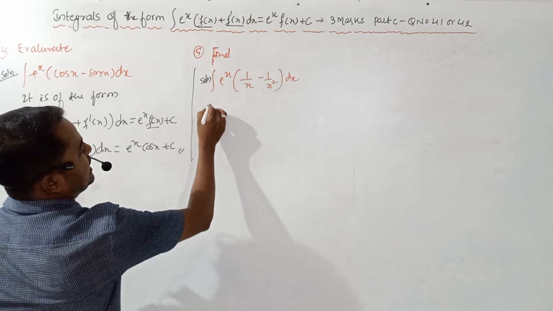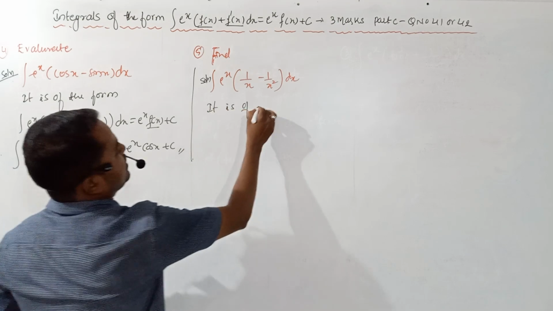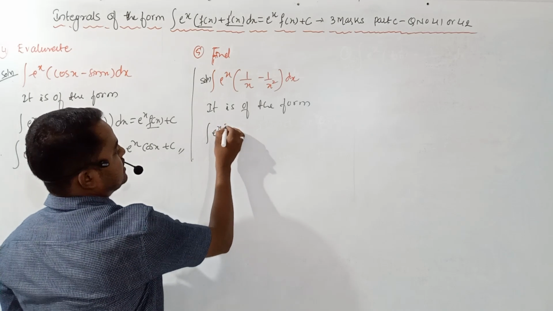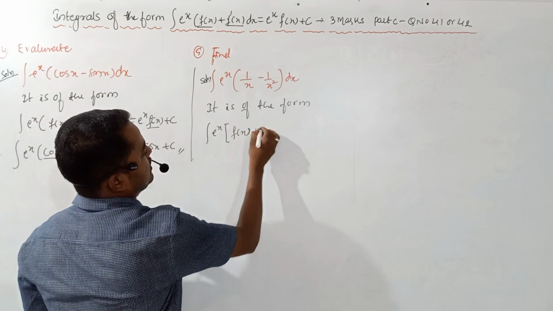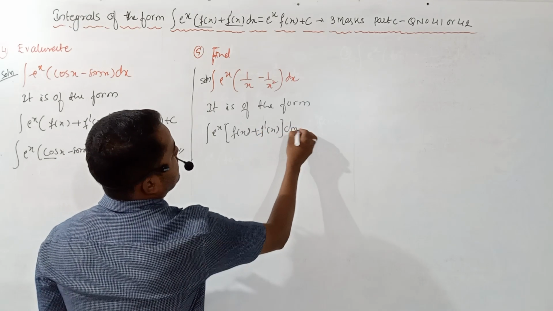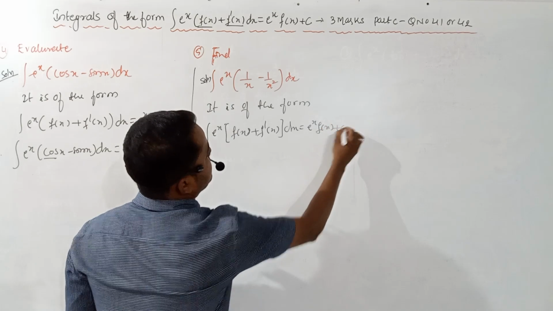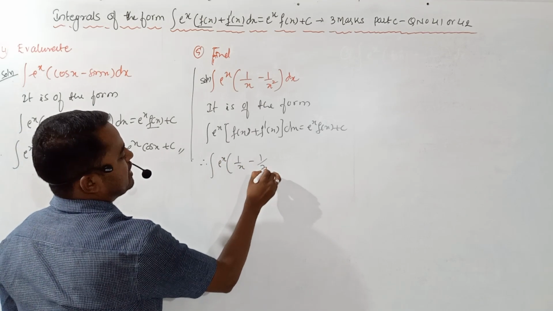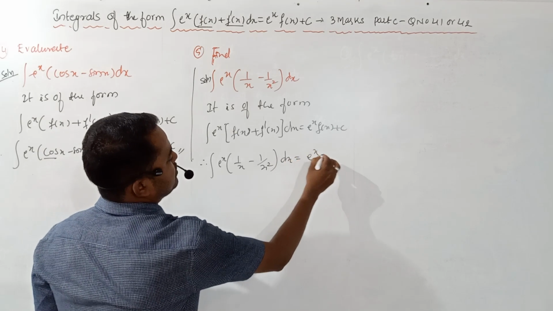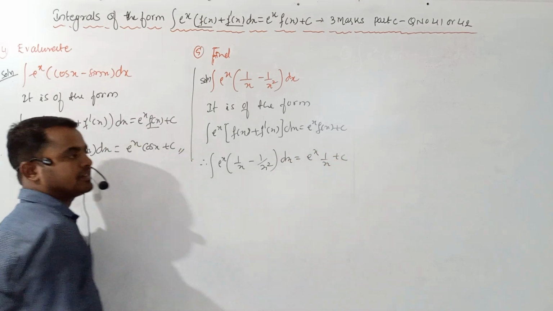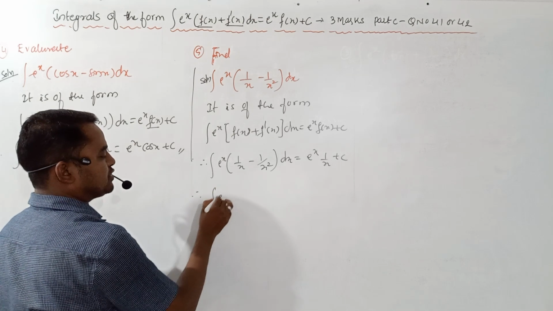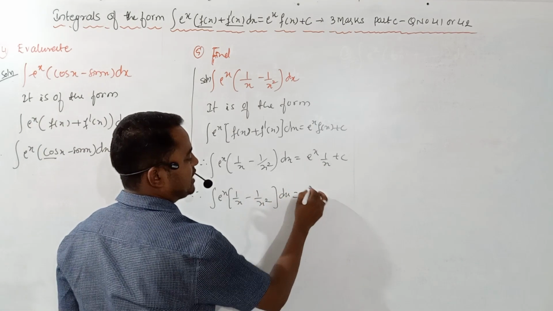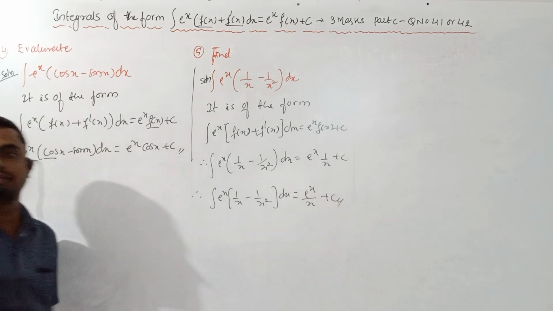Solution: write the first step as it is of the form integration of e raised to x [f of x plus f dash of x] dx is equal to e raised to x f of x plus c. Therefore, integration of e raised to x [1 by x minus 1 by x square] dx is equal to e raised to x into 1 by x plus c, that is, e raised to x divided by x plus c.